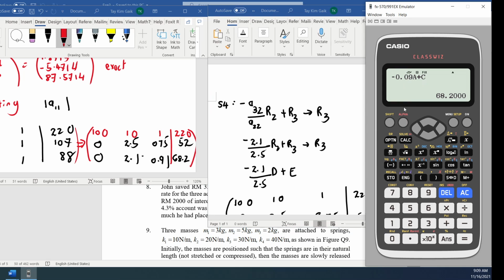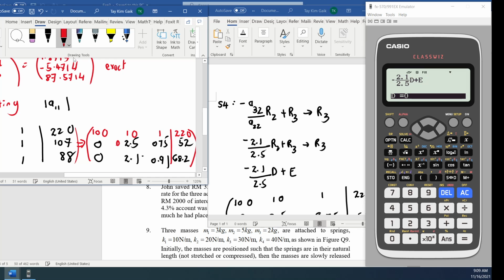Okay. Now put in this formula: 2.1 divided by 2.5. I put D and E, or of course you can recycle back the variables A, B, C also. Then you calculate. In column 1, because it is already 0, you put in and you still get 0. Then you can just start on column 2.